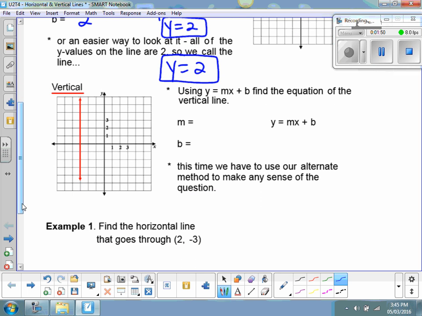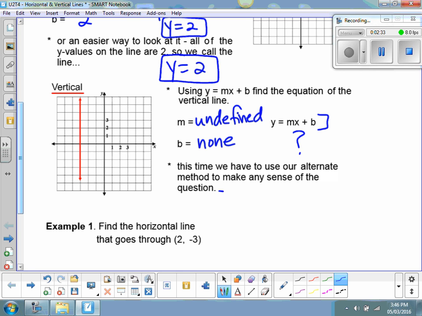All right, now we're going to take a look at vertical lines. So vertical lines are messier when you're trying to use y equals mx plus b to come up with the equation. Because right off the bat, when we have a vertical line, we say that the slope is undefined. And b is the y-intercept. Well, this line never crosses the y-axis, so there is none. So how are we supposed to use those two values to write the equation? We really don't have any idea there. So this time we have to use our alternate method to make any sense of the question.